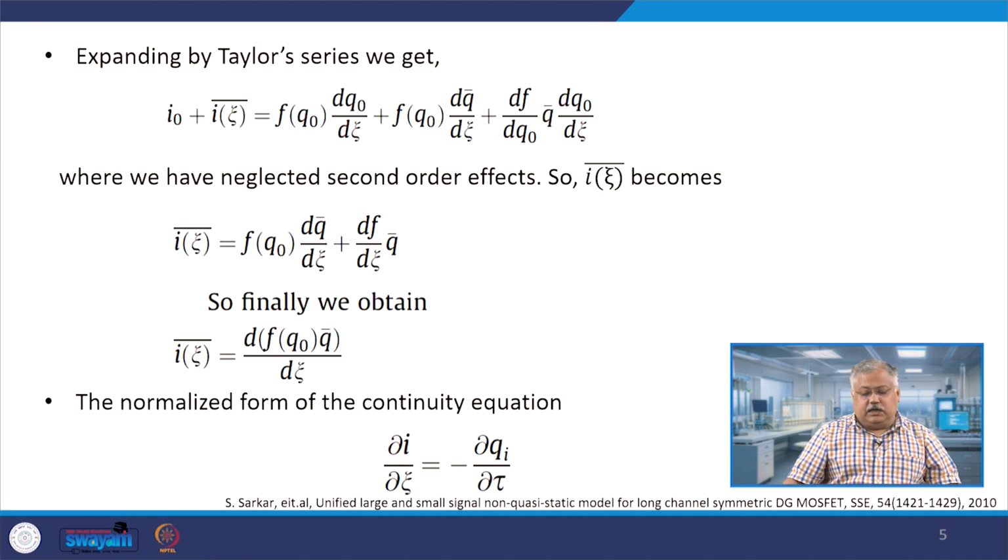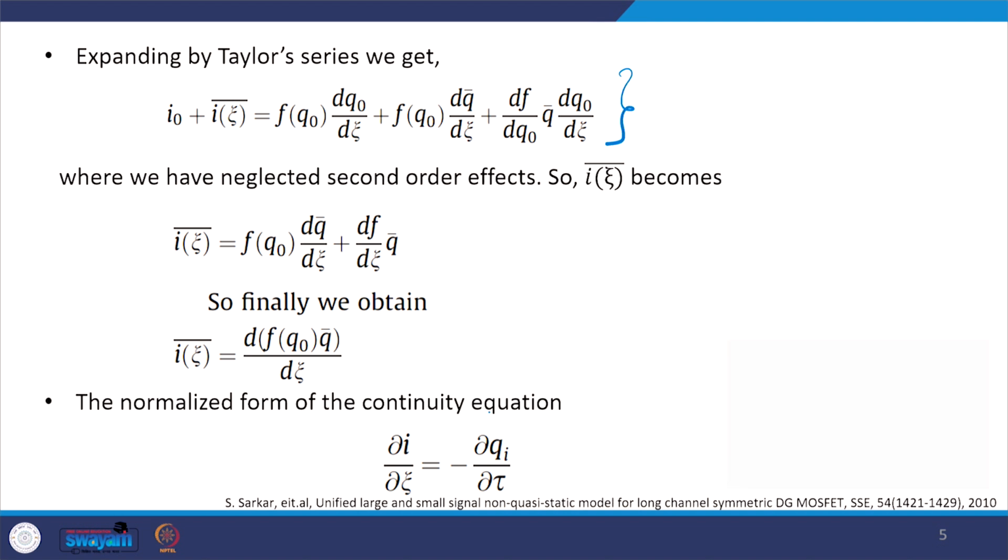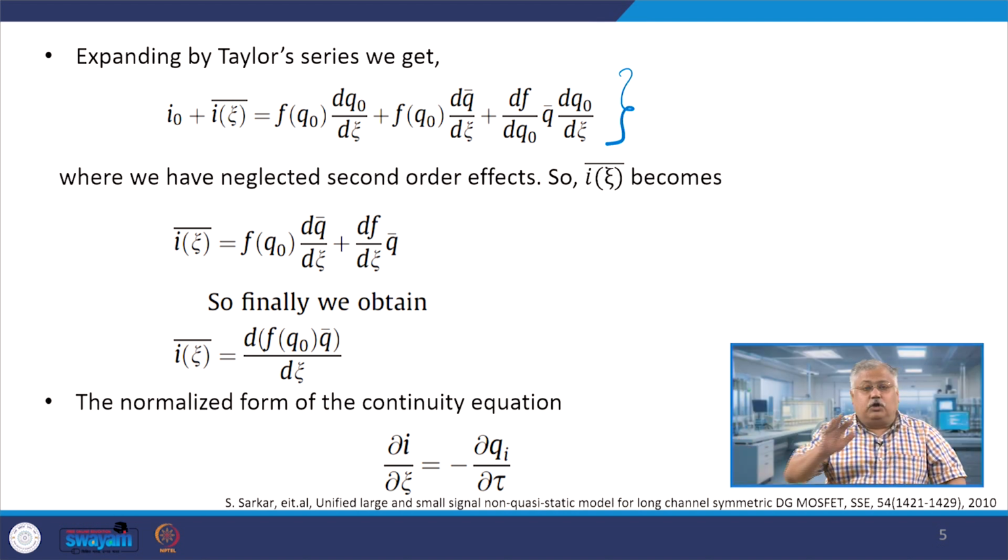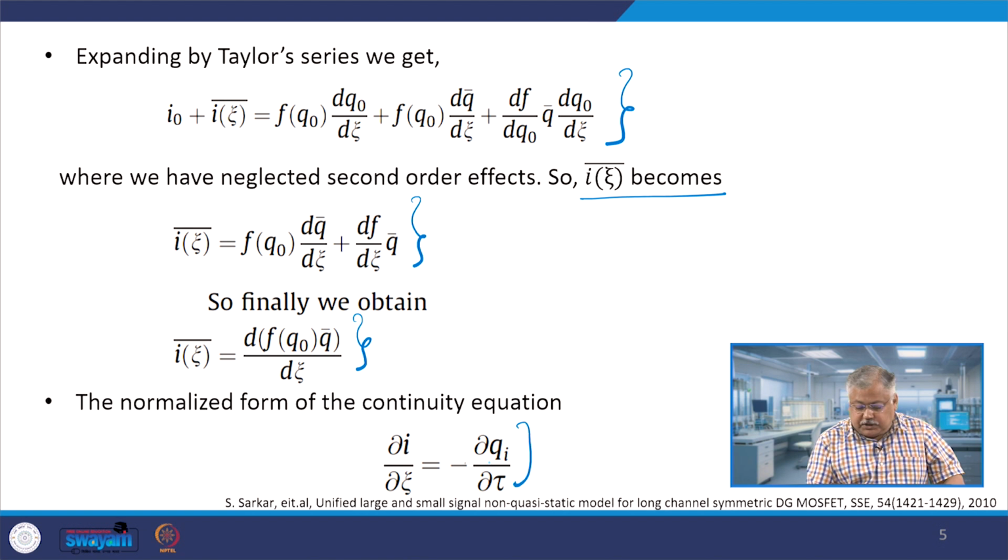If you do a Taylor series expansion, I get this expression here, where we have actually neglected all higher order terms. So, all second order effects have been neglected, and I get I of xi bar becomes this quantity, and finally we end up having I equals d of this quantity d xi. And I told you, therefore, the normalized form of the continuity equation is given by this, which I have already shown you in the previous slide.